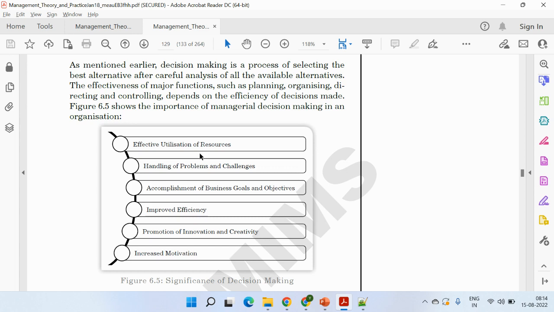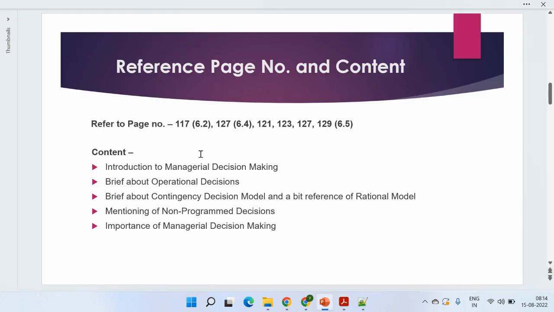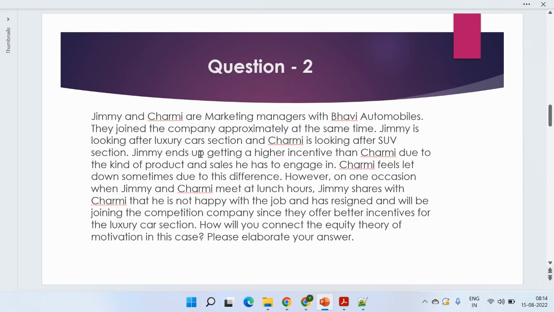That's not a mandate, but yes, if you need more words to add on, then you can add this to the answer, right? So these are all the things which you need to refer to in the first answer. So I hope the first answer is pretty much clear. Now going to the second question.